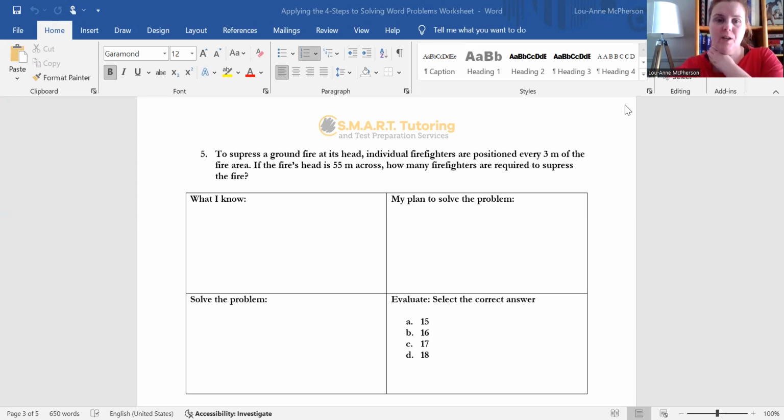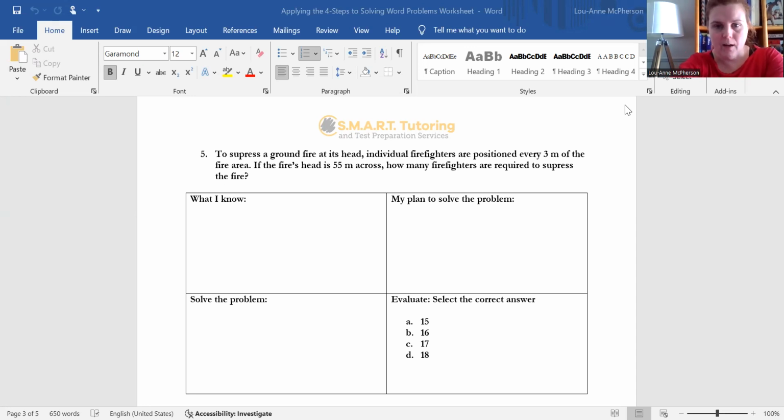Okay, this question here is what we're going to be working on today. It says to suppress a ground fire at its head, individual firefighters are positioned every 3 meters of the fire area. If the fire's head is 55 meters across, how many firefighters are required to suppress the fire?